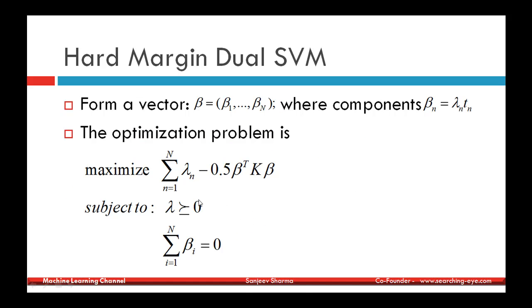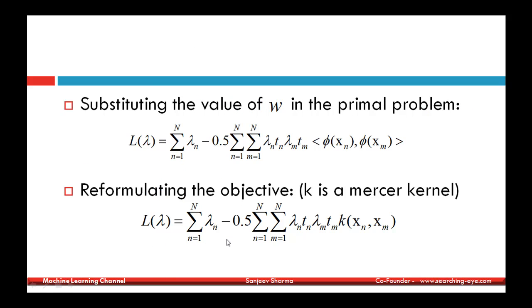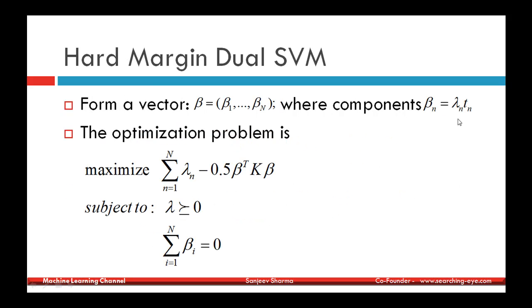Subject to the constraint that lambda i should be component-wise greater than or equal to 0, and the sum over all i from 1 to n of beta i should be equal to 0, where beta i represents lambda i times Ti. Just to form a simple mathematical formulation, I am replacing lambda n times Tn with beta. This is not replacing and then putting the constraint that beta equals lambda n Tn. I am just representing the components lambda n times Tn with a vector beta, so that this expression looks nice.